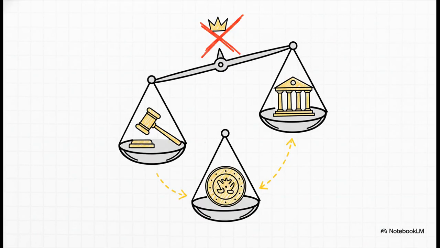Now, this is a point you'll absolutely want to highlight in your notes. Judicial review does not mean judicial supremacy. It's not about making judges the most powerful people in the room. Instead, it's all about creating that beautiful system of checks and balances. The legislature, executive, and judiciary are meant to be equal partners, keeping each other in check so that no single branch can overstep its authority.